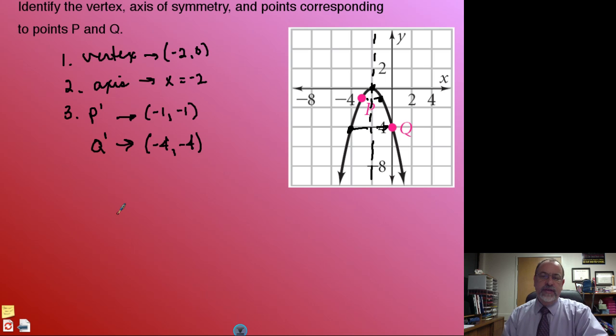Alright, so I think you get the idea there. I hope that was helpful, and that's what a quadratic looks like. Those are the main pieces of information that we'll be working with.